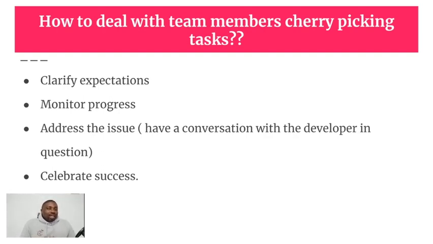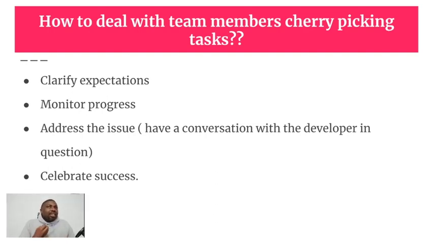Most importantly, what I've always done is address the issue when I realize that a team member or particular team members are cherry picking. I have a conversation with them in a one-on-one situation where I approach them and I try to find out from them what is the issue that is prompting them to cherry pick or pick certain tasks. Then how do I go about this? I try to understand, is it a question of lack of will, or is it a lack of skill? Then both of us evaluate the situation, and then we have a clear understanding of what the real situation is.